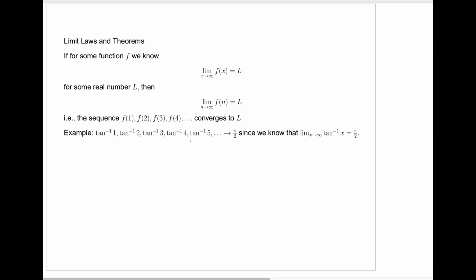Let's look at an example of this. Let's say you look at the sequence arctangent of 1, arctangent of 2, arctangent of 3, arctangent of 4, etc. Well, we all learned in Calc 2 that the limit as x approaches infinity of the arctangent of x is pi over 2. So that tells us that this sequence also has limit pi over 2.